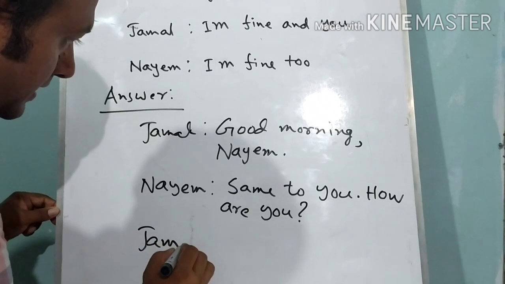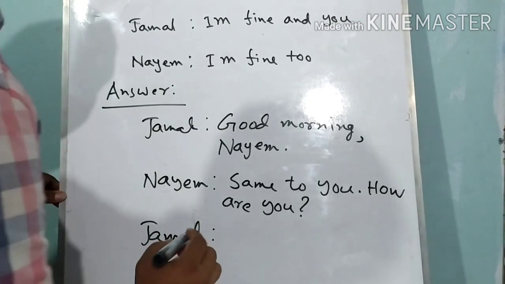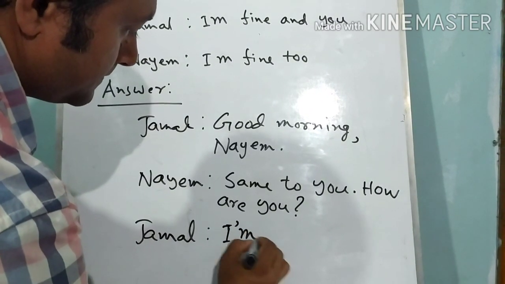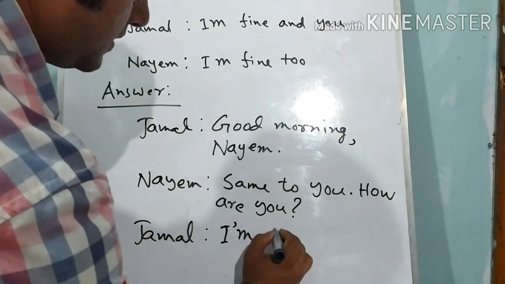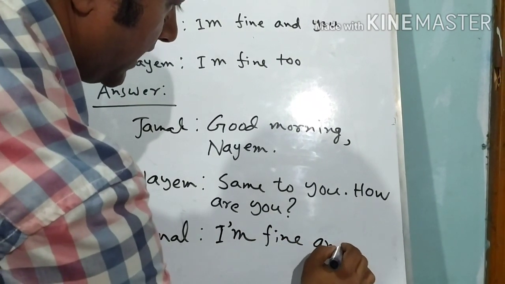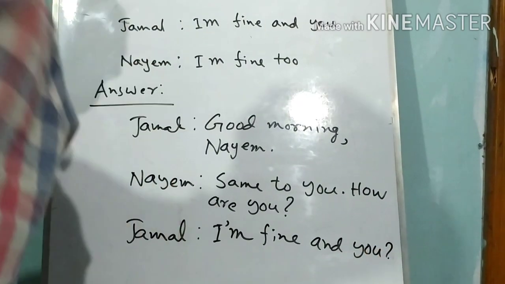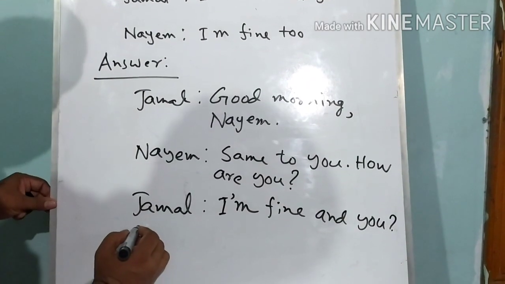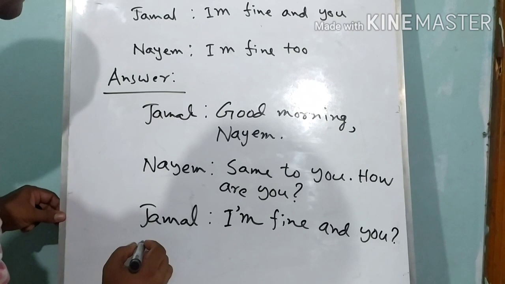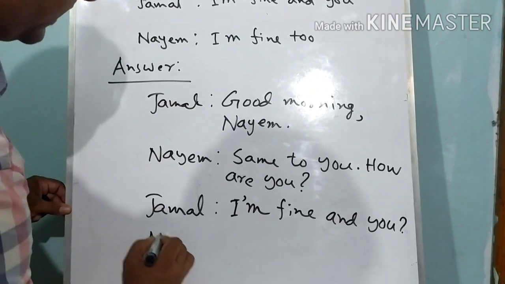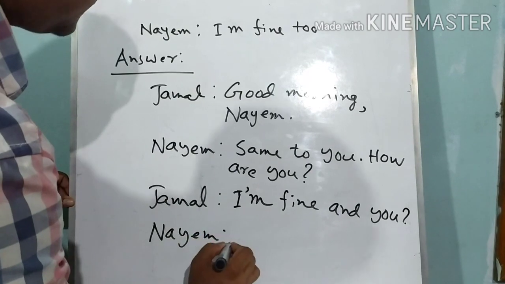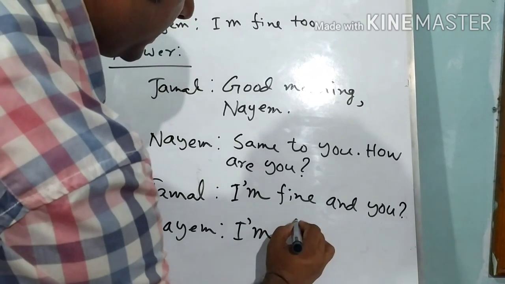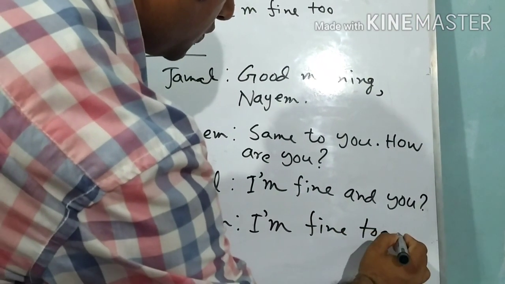Then Jamal's conversation. Students, here you see use of apostrophe. I am, contraction. Fine, and you, it's a question. So here will be question mark. Then Naim, and here is also contraction, so you have to use apostrophe. Naim says, I am fine too. Then you have to use full stop.